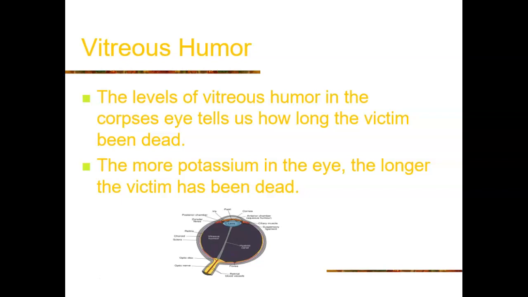The vitreous humor is another thing that's measured. So the vitreous humor is the fluid within your eyeball. The levels of vitreous humor in the eye of the corpse can help tell us how long the person's been dead. The more potassium in the eye, the longer the victim has been dead. And through studies at body farms, we are able to look at this data, and it gives us more detail into how long this person has been deceased.